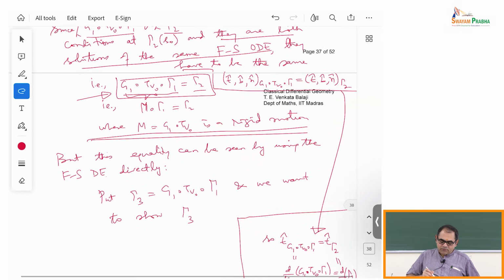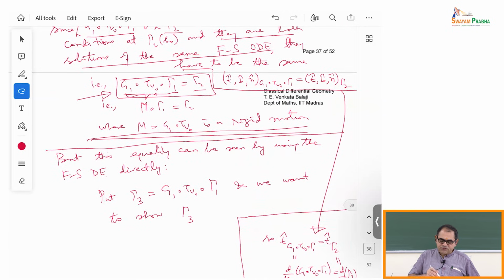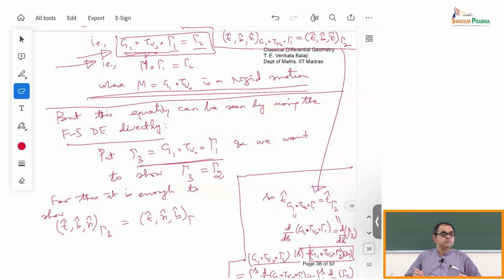So you see, I was now trying to say that this equality of these two curves can be seen directly from the Frenet-Serret differential equation. And how is that? It is enough to show that the Frenet-Serret frames are the same, and that the curves pass through the same point. So you want to show that gamma 3 is gamma 2, and that means it is enough to show that the Frenet-Serret frames are the same. And remember, if the Frenet-Serret frames are the same, that will give you that the curves are the same, because that is the argument that I gave here just now.